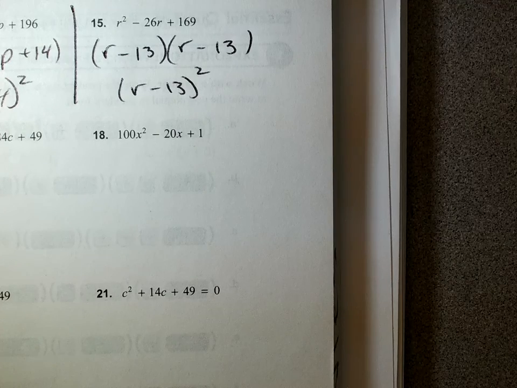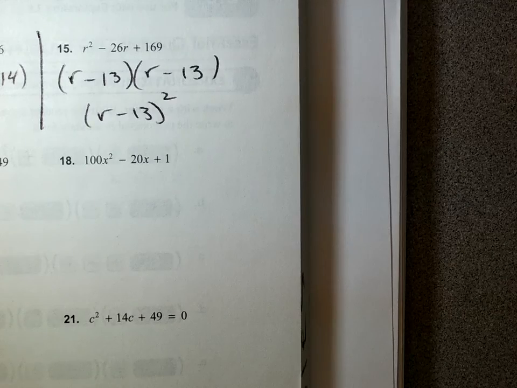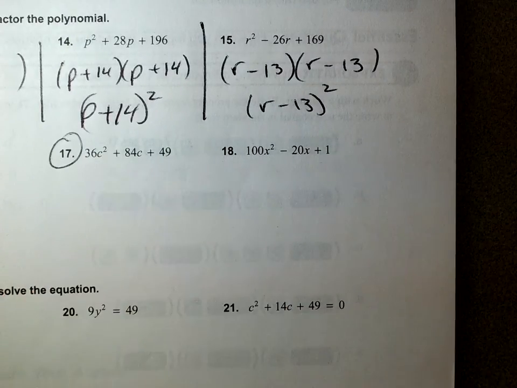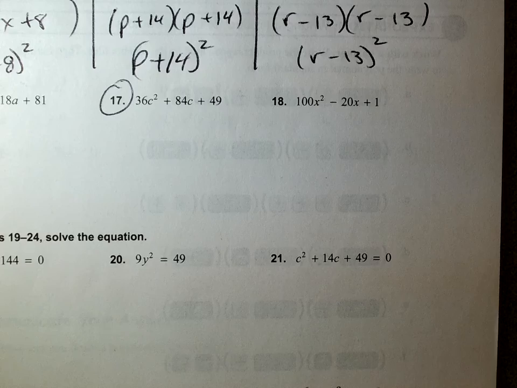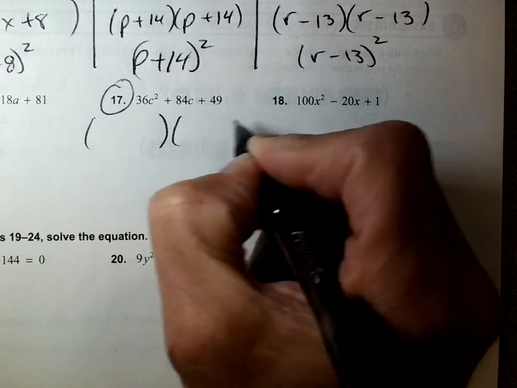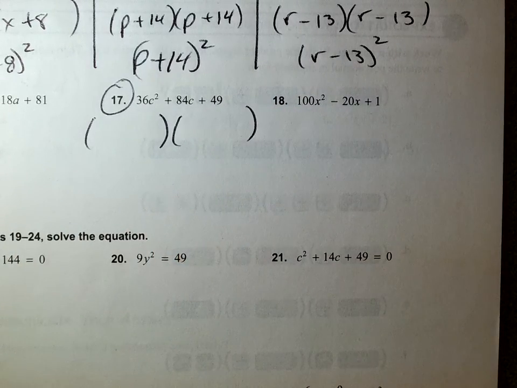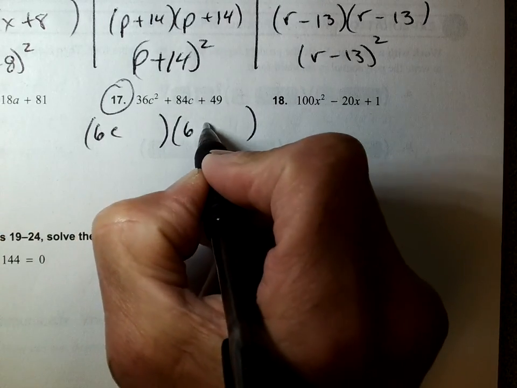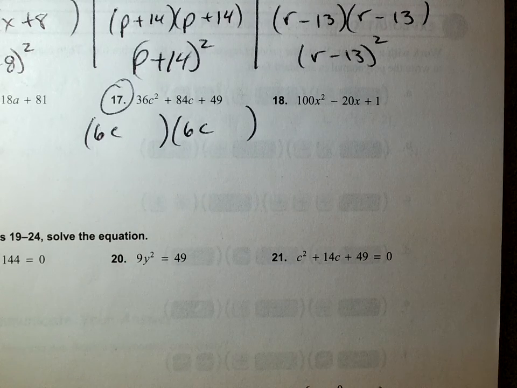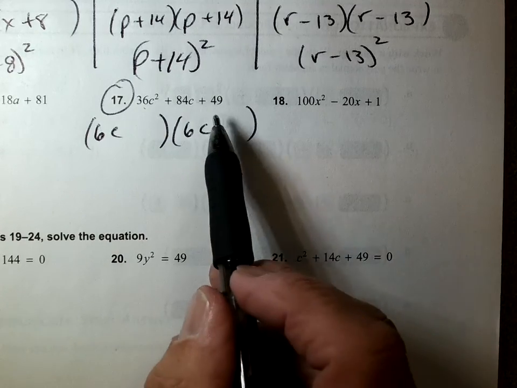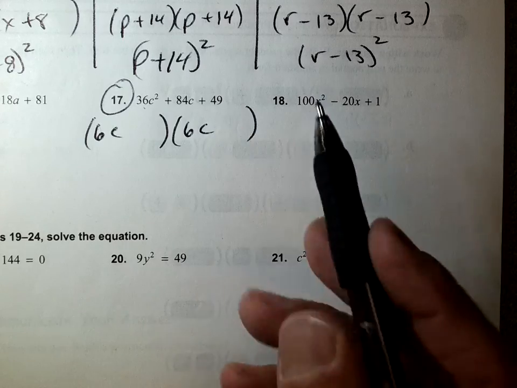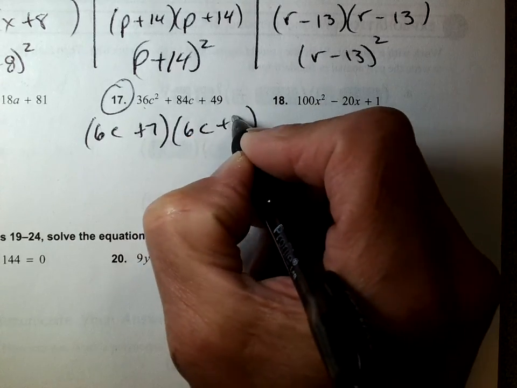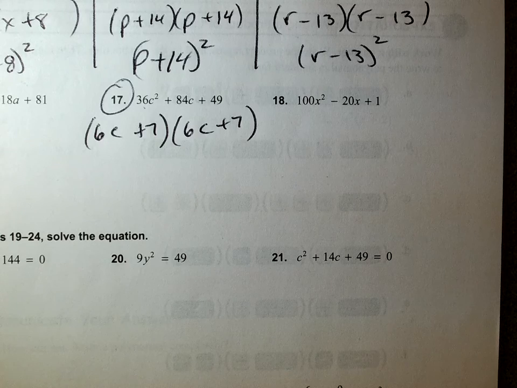Sam, can you see that okay? Good. All right, now, let's jump down to 17. I want to look at 17, okay? Okay, watch. Ben, stop talking. 6C, 6C will make the 36C. And probably 7 and 7, right? Probably plus 7 plus 7. How do we know if we have it right? We check our double smiley, right?